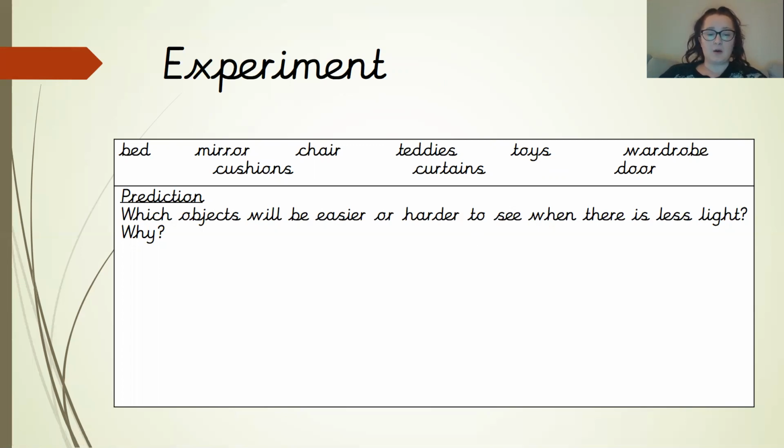Now, what I'd like you to think about underneath is a prediction on which objects will be easier or harder to see when there is less light. And I really want you to think about why. So, might it be harder to see your teddies than seeing a mirror? Might it be easier to see your curtains than seeing your door? I'd like you to write in sentences, please, on what objects you think might be easier or harder to see when there is less light and why. So pause the video here and can you write out your experiment? Off you go, go, go, go.